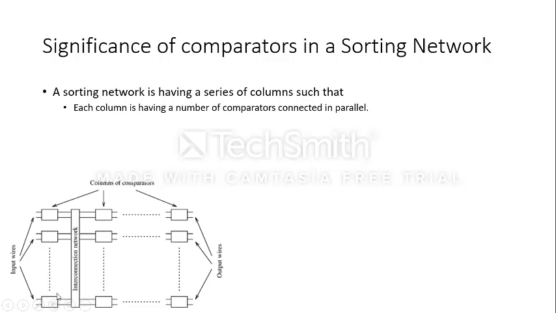Small n is the number of elements, and capital N is the number of elements in the whole column. So each of these is basically a comparator, and this comparator can be either an increasing comparator or a decreasing comparator, depending on the requirement. The operations are executed in these comparators simultaneously. This particular comparator will work simultaneously with this particular comparator. So all of the capital N comparators are executing simultaneously in column one.